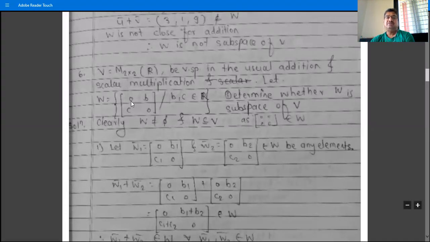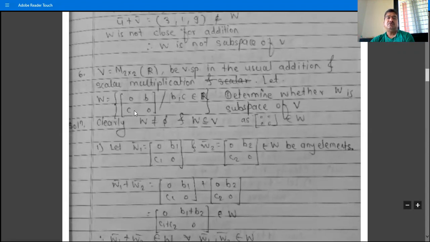that is, 2×2 matrices of this type [0, B; C, 0]. So these two elements are compulsorily 0, and B and C are real numbers. Determine whether W is a subspace of V. W is a subspace of V if W satisfies the two conditions. Clearly, W is not equal to the empty set, and W is a subset of V, as the zero element [0, 0; 0, 0] belongs to W.